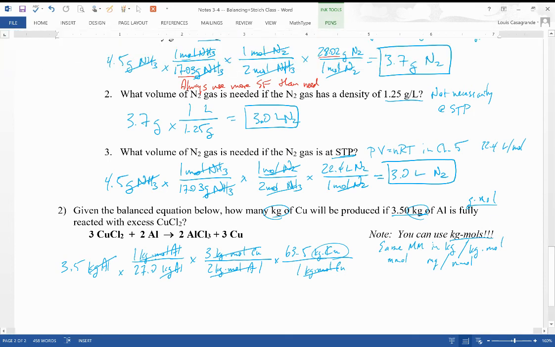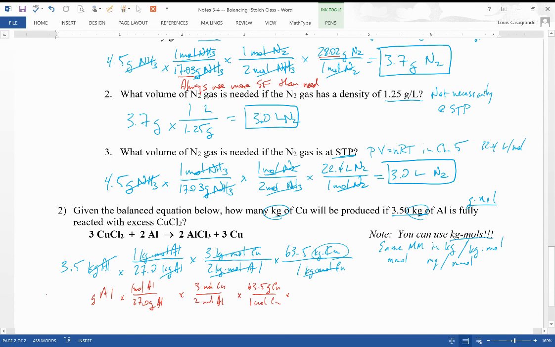Instead I could have started with grams of aluminum, and then I'd have moles of aluminum, 1 mole of aluminum over 27.0 grams of aluminum. And then I'd have 3 moles of copper over 2 moles of aluminum. And then I'd have 63.5 grams of copper over 1 mole of copper. And then I wanted to go back to kilograms, so I'd multiply.